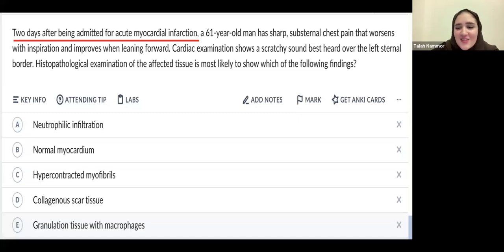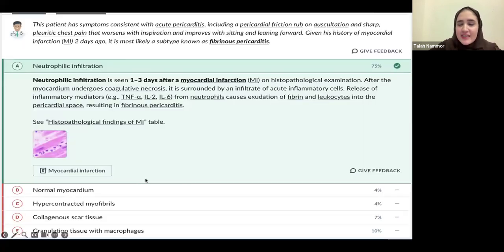Okay. Yeah, because it's only two days, so this MI has been really recent. It's going to show up with neutrophilic infiltration. Okay, now if it was 10 days or like two weeks after, what do you guys expect to see on a microscopic level?